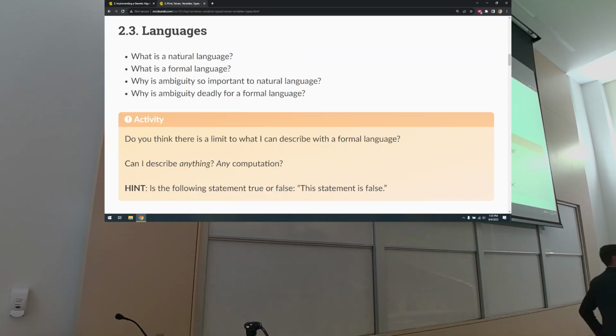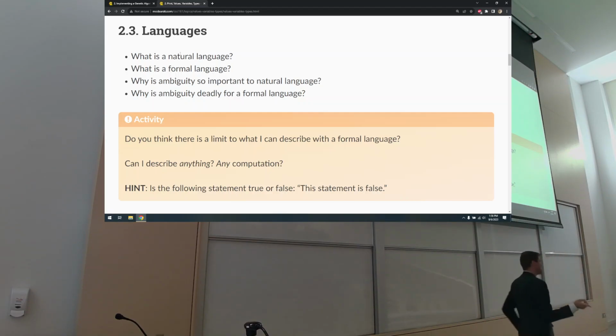Okay, if this statement is false, then I shouldn't trust it. I should do the opposite of what it's telling me. And it's telling me it's false, which must therefore mean it is true, right? So if I'm not to trust it, it must therefore be true. So if it is true, well, what does that mean? That means it's false. Wait a minute.